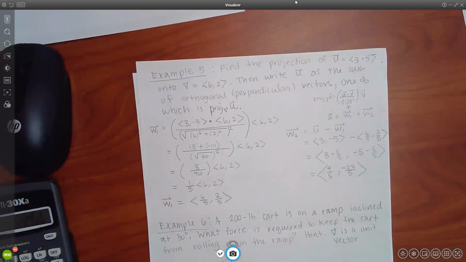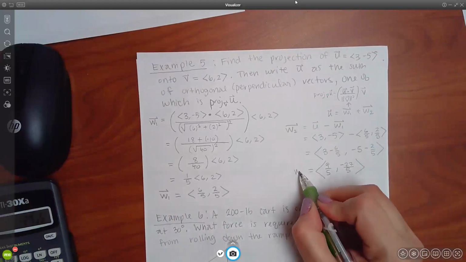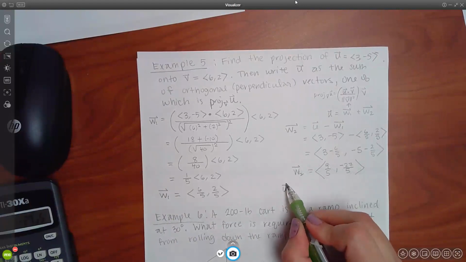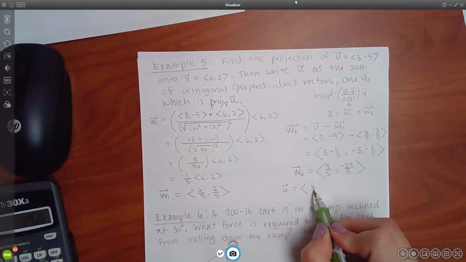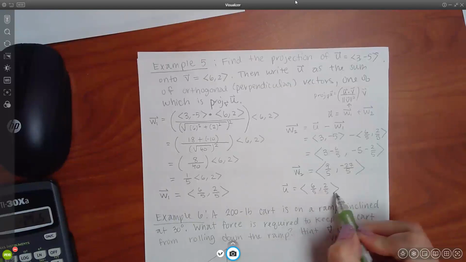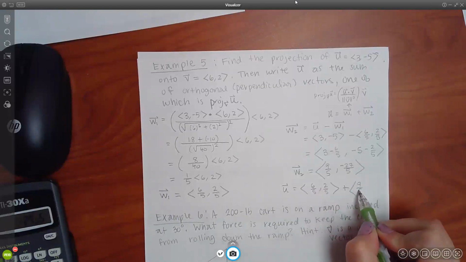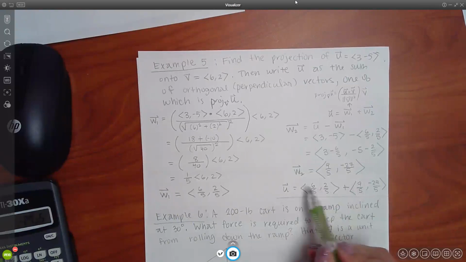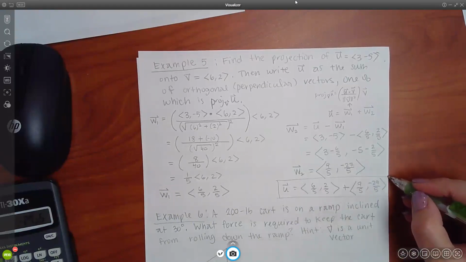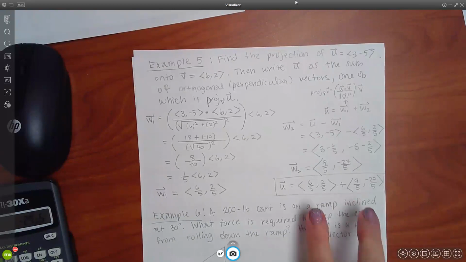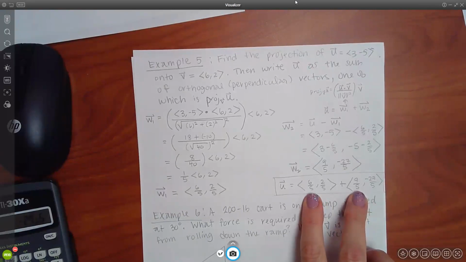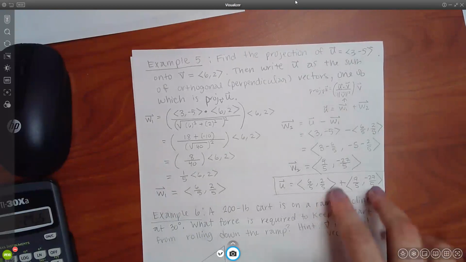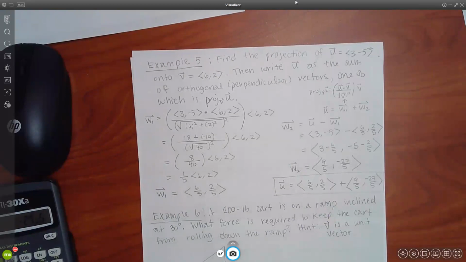Yes, -27/5. So that's W2. So if they want you to write U as the sum of those two vectors, U is going to be this guy plus this guy. And if I were to add these two together, I would get 15/5, which is 3. And if I were to add these two together, I'd get -25/5, which is -5.